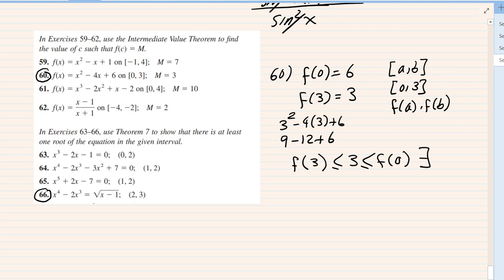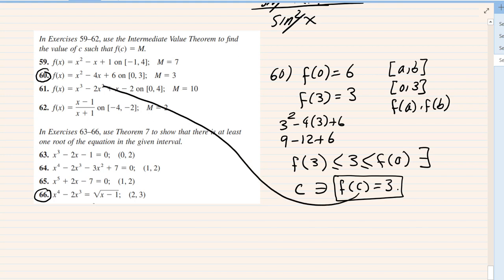Therefore, there exists a number c such that f at c is equal to 3. Now we need to find the c. F at c means you plug a c into the function. Remember, this is the function. You're going to put a c here and there.